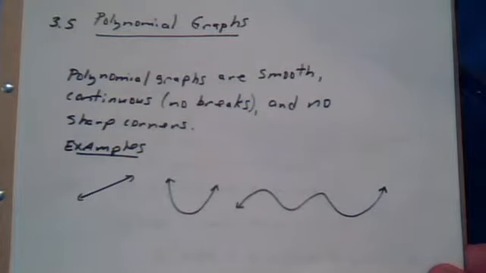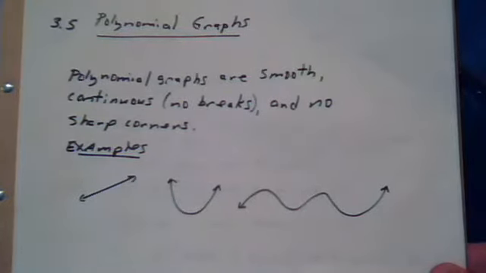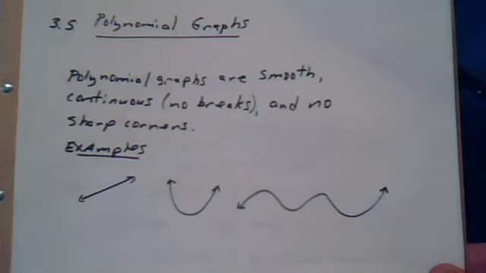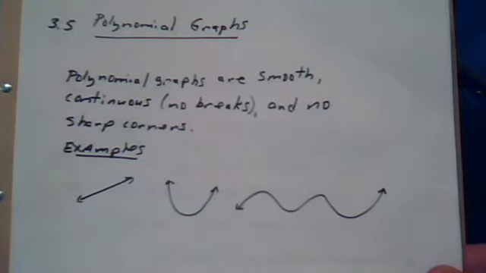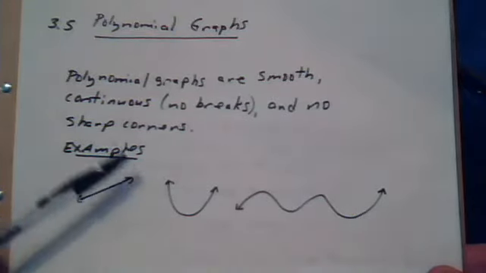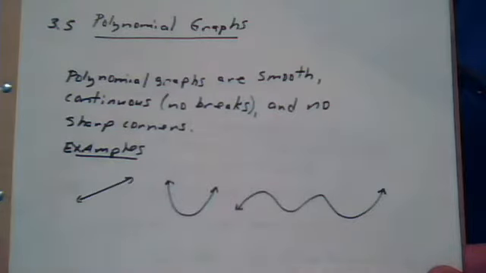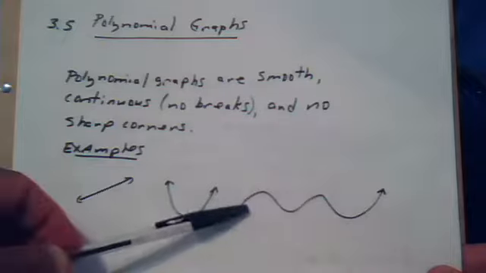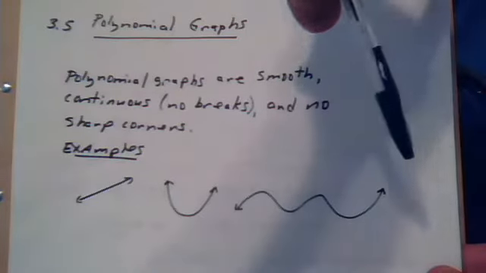Polynomial graphs. Polynomial graphs are smooth, continuous, in other words, no breaks, and no sharp corners. These are polynomial graphs. And notice, since they're polynomials, they're continuous, they're smooth, and no sharp corners. A line is a polynomial, a parabola is a polynomial, and there's many other polynomials out there.